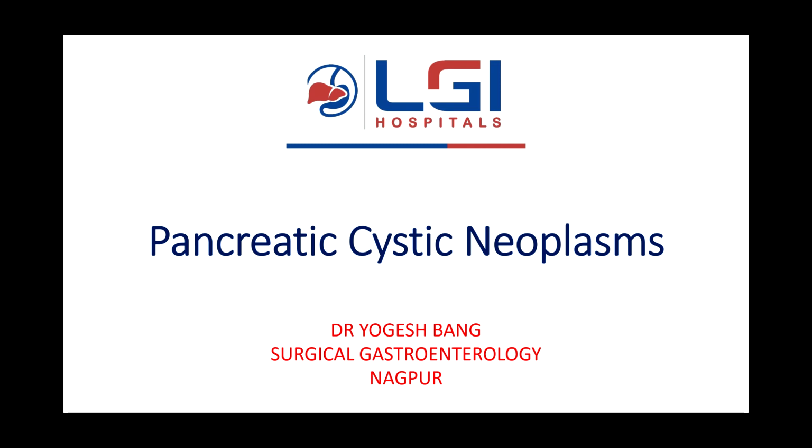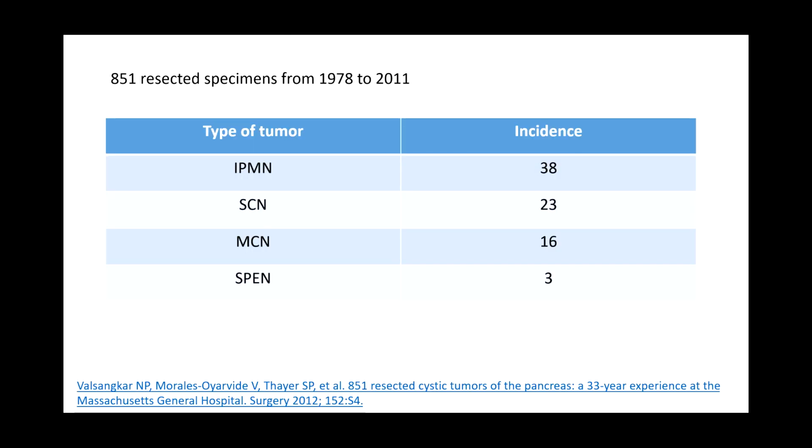I'm Dr. Yogesh Mang, and this is a very short and crisp presentation on pancreatic cystic neoplasms. So, the various types of neoplasms which we see in pancreas are IPMN, serous cystic neoplasm, mucinous cystic neoplasm, or SPEN. And when we look into the data, IPMN is something which is the most common cystic neoplasm of pancreas.